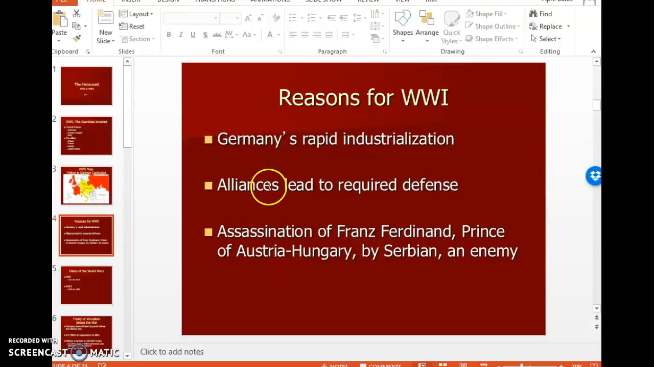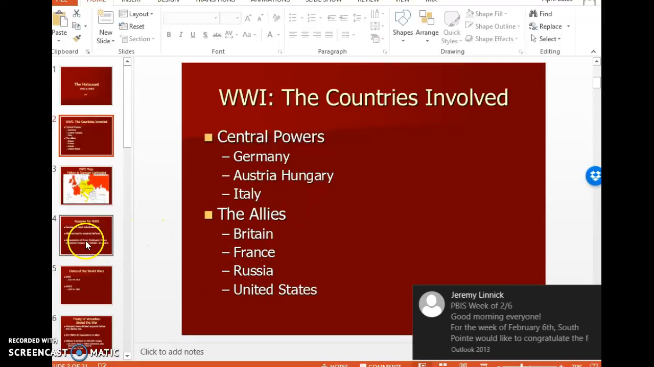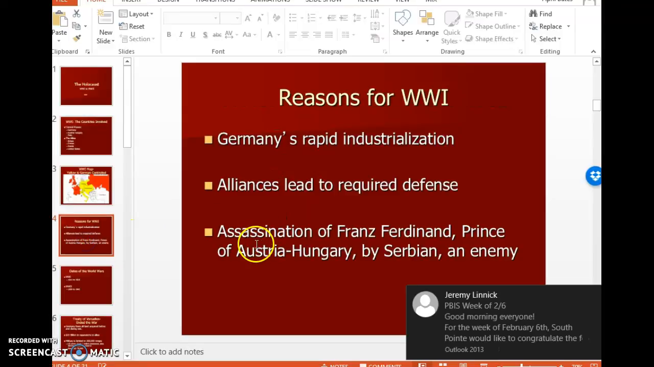Also, an alliance is kind of like your boy, the person who always has your back. Well, with these countries, Germany, Austria, and Italy, they were all boys. They were all allies, as were the actual Allies, Britain, France, Russia. And they kind of said, if anybody attacks us in any way, everybody else has to come to the rescue. So that happened.